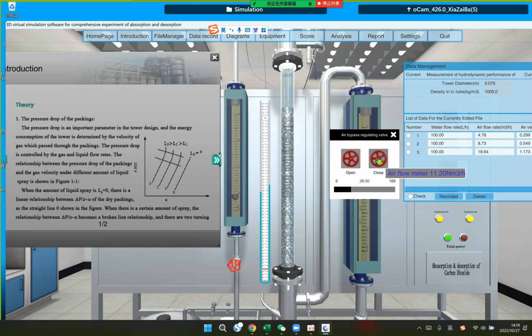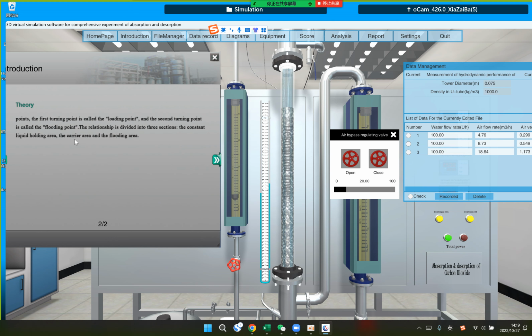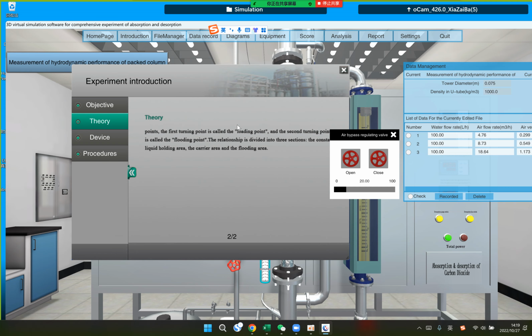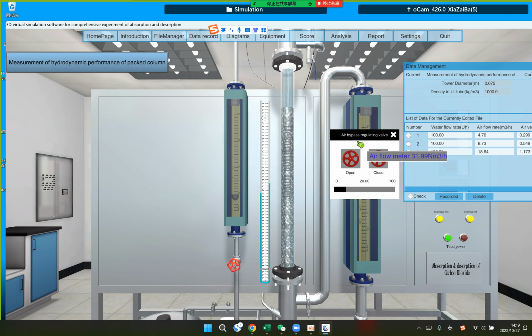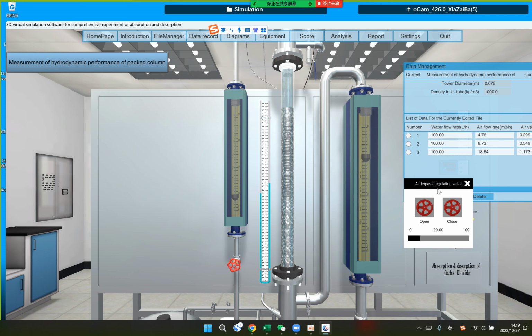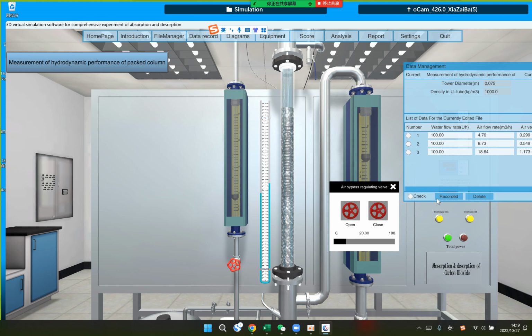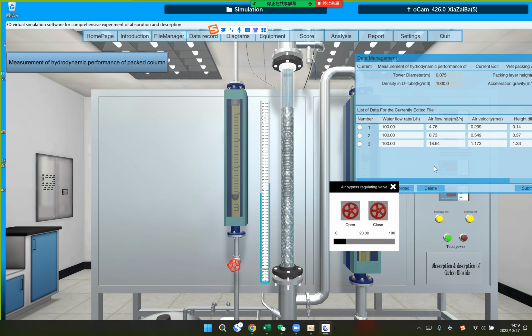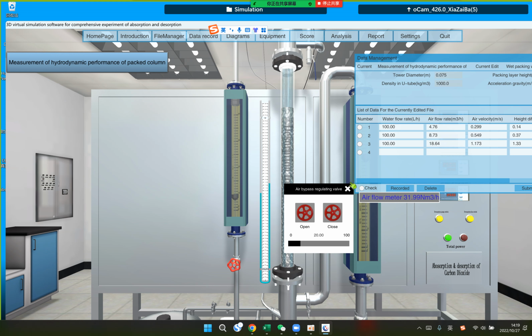Next point is about this part. I'm not sure if it is now in the loading area or flooding area or still the liquid holding area. I'm not sure, but you have to make sure. You have to find it by yourself by analyzing the data. And this time the flow rate for air is 31.99.